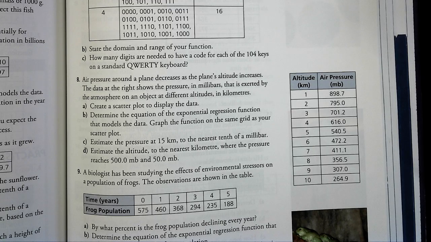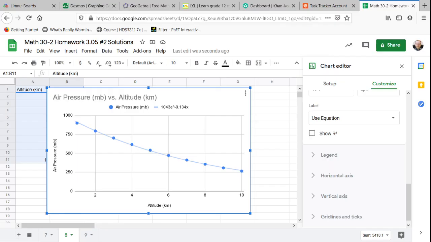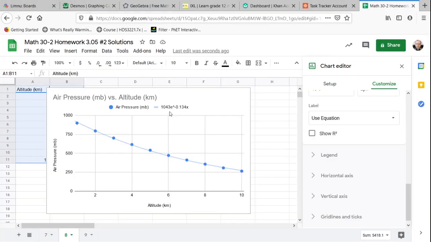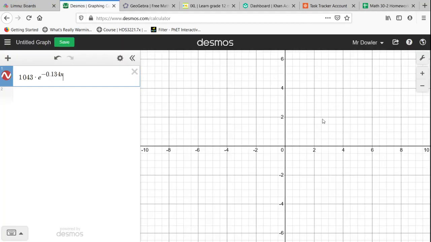How about plotting it with the graph? Part C, estimate the pressure at 15 kilometers to the nearest tenth of a millibar. So for this and the rest, it's going to be easier to switch to Desmos and our graphing tool. So we need to make note that our equation is 1043 times e to the negative 0.134x. Let me make sure I transcribed that correctly. I said 3,4 out loud, but typed 4,3, possibly because of that coefficient here. But now we have it.